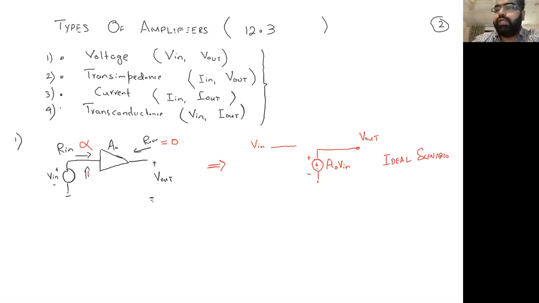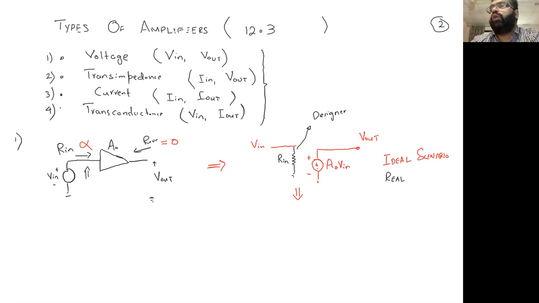So what about the realistic scenario here? In the realistic scenario, there will be some resistance. So I'm drawing the real part here. There will be some resistance here, which we can call R in, for example. So there will be some finite impedance. It's not going to be infinite. It can be very high, in the range of mega ohms, but there is going to be some impedance which you will design. So as a designer, you will put some resistance in your design.